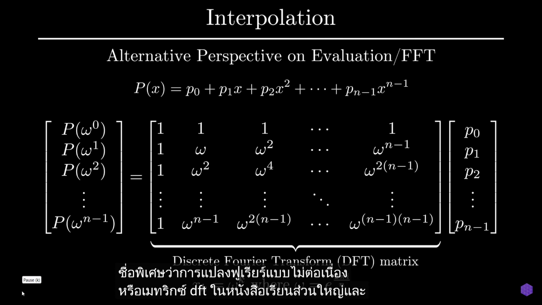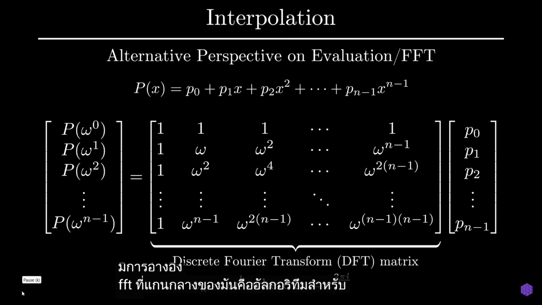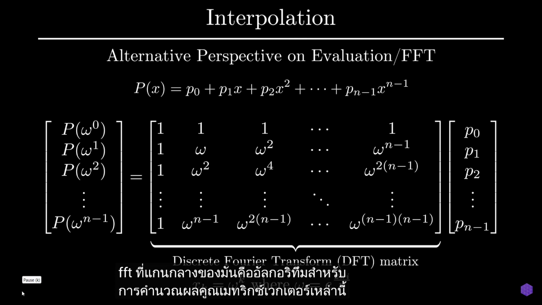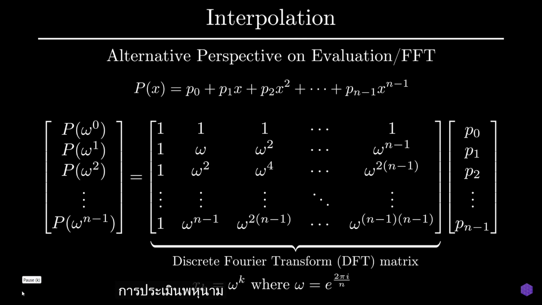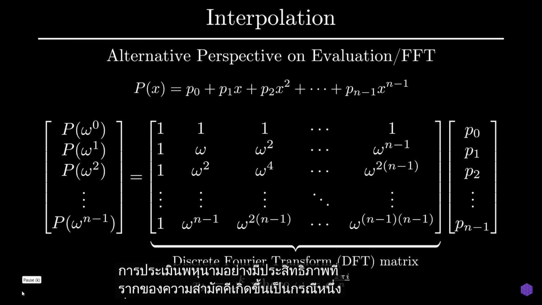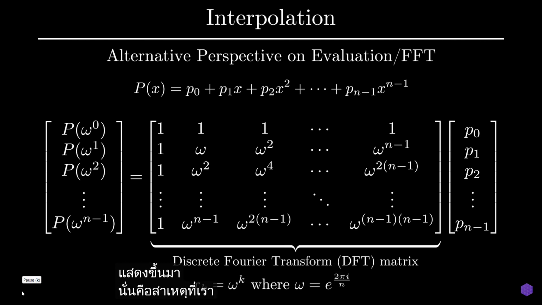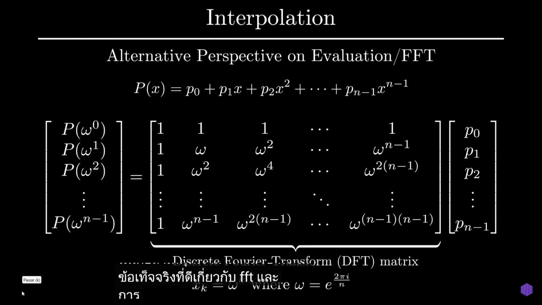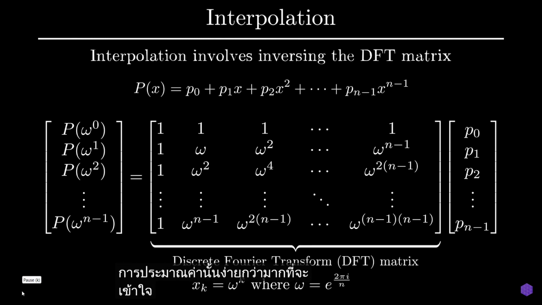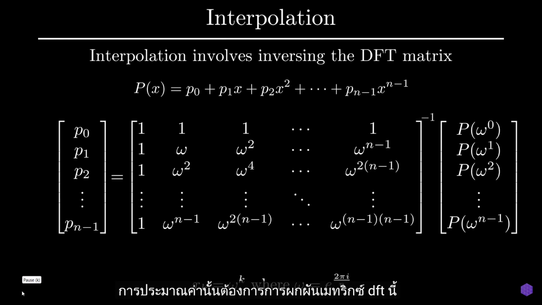In most textbooks and references, the FFT at its core is an algorithm for calculating these types of matrix vector products efficiently. Polynomial evaluation at the roots of unity happens to be one case where this type of matrix vector product shows up, so that's why we can use the FFT. Anyways, the nice fact about the FFT and evaluation in this context is that interpolation is much easier to understand. Interpolation requires inversing this DFT matrix.